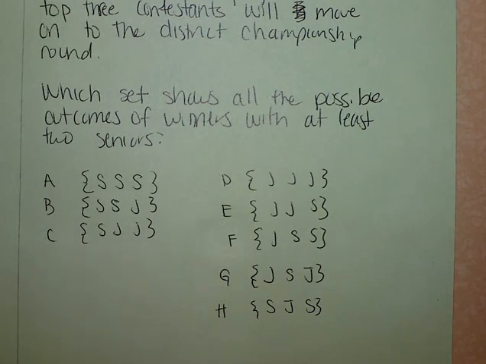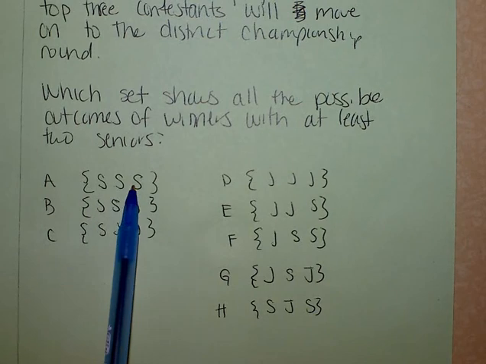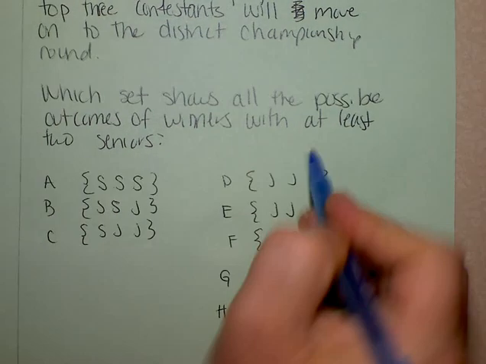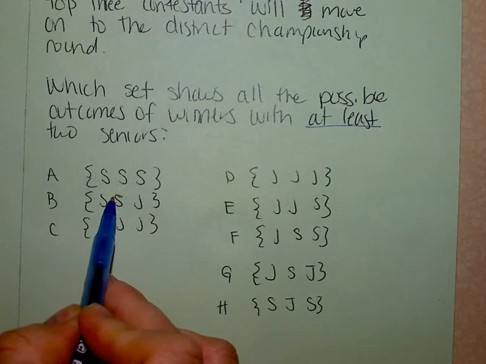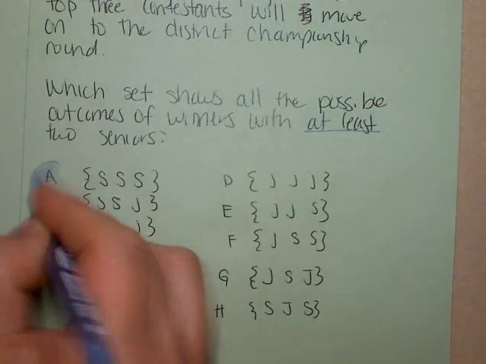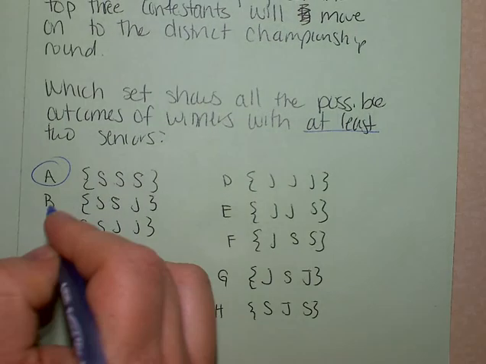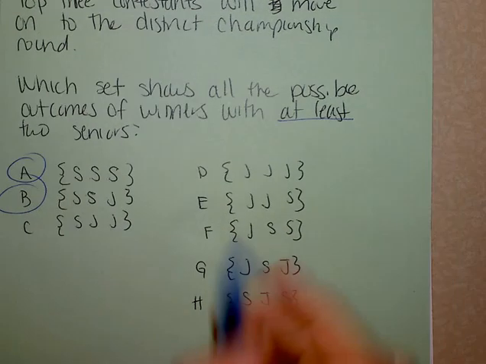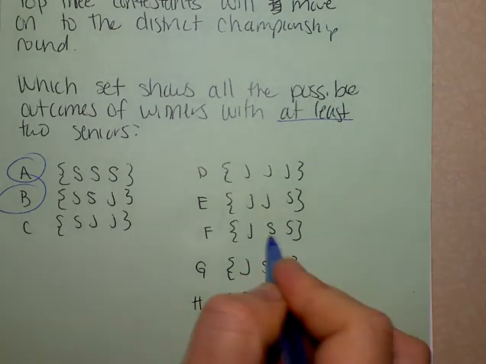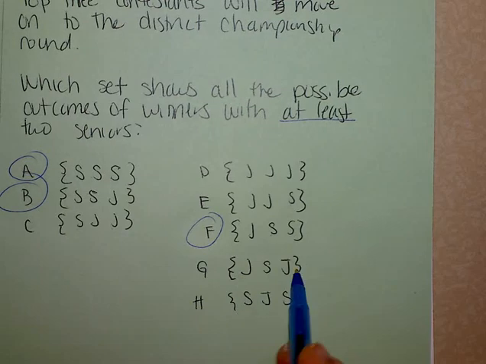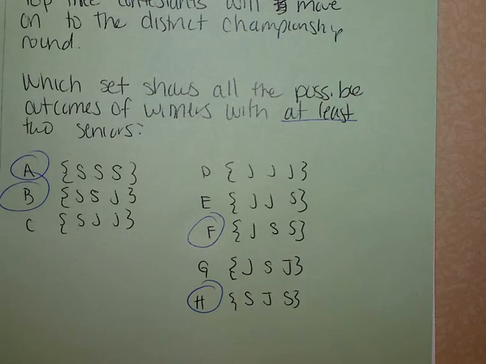Okay, are there 2 seniors here? Are there at least? The key is the word at least. Are there at least 2 seniors? Okay, there can be more. Okay, A could be a good option. Are there at least 2 seniors? Yeah. Oh, there's at least 2 seniors. Each one of these has 2 or more seniors. Thumbs up, thumbs down?